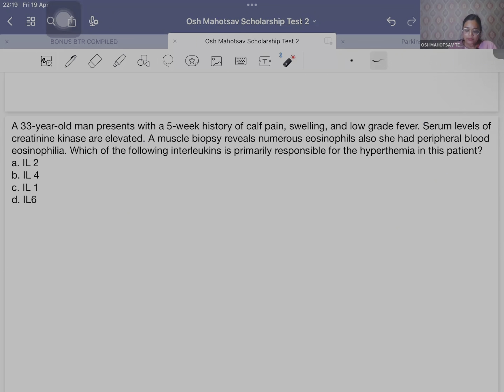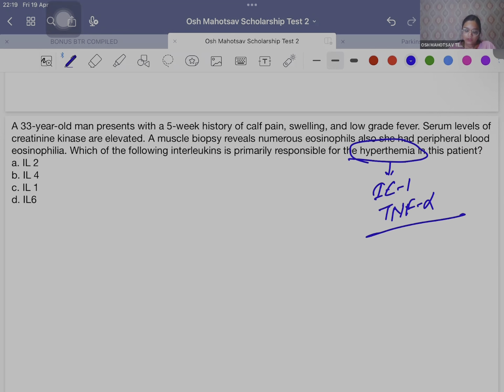A 33-year-old man presents with a 5 week history of calf pain, swelling, and low grade fever. Serum level of creatine kinase is elevated, and muscle biopsy reveals numerous eosinophils with peripheral eosinophilia. Which interleukin is responsible for the hyperthermia? Hyperthermia means fever, so interleukin 1 is responsible; TNF alpha can also be responsible. So the answer is interleukin 1.